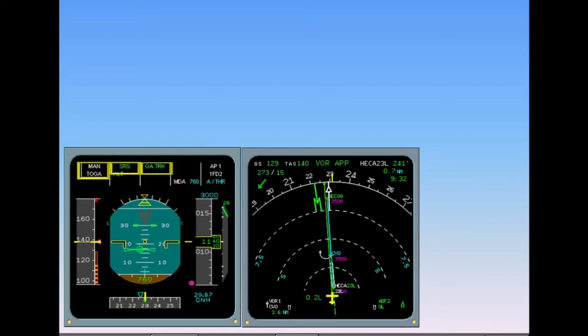Go-around track, the lateral mode. The autopilot maintains the track memorized at the time of go-around. Auto-thrust. The FMA is now in blue, meaning the autothrottles are no longer engaged, but are armed for re-engagement.